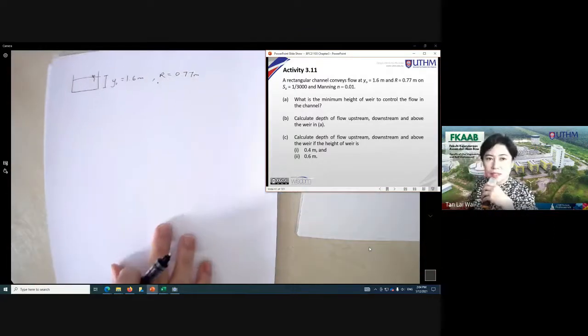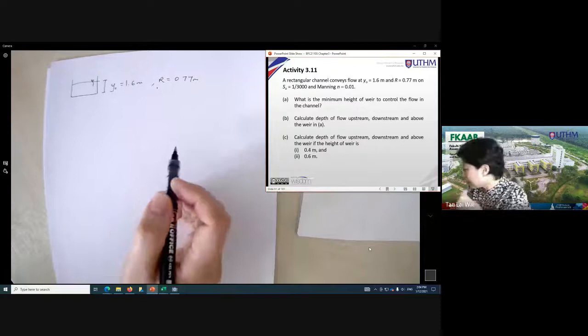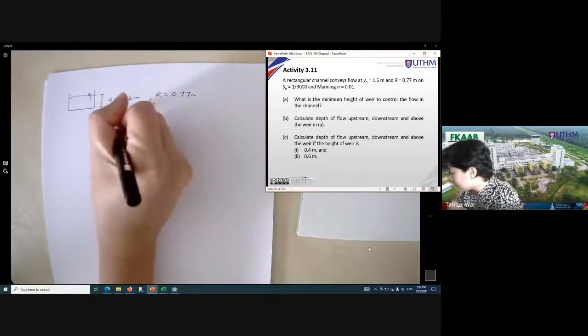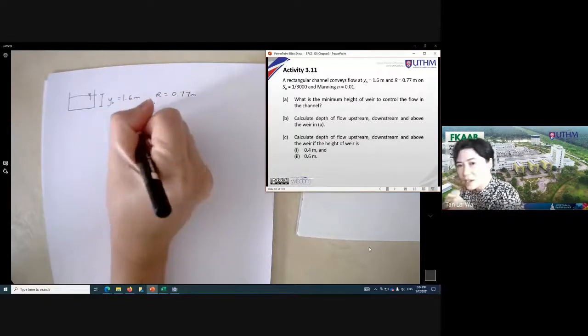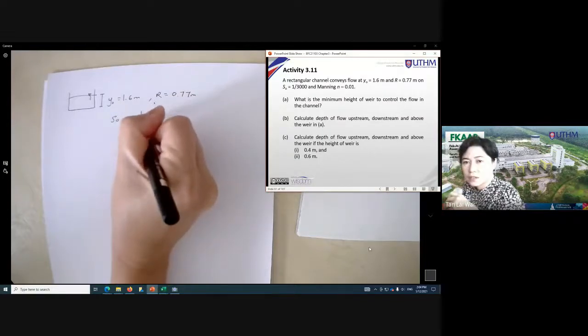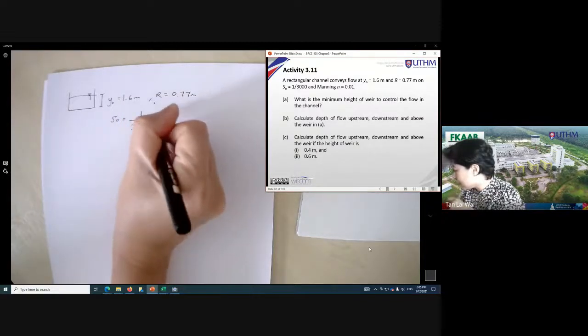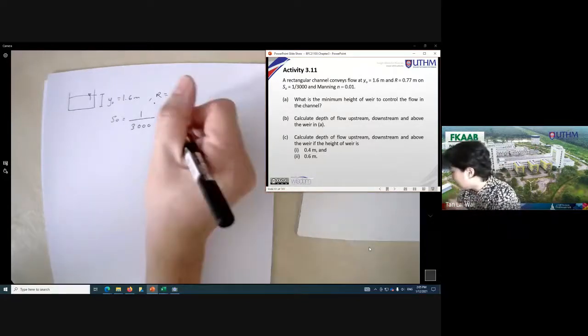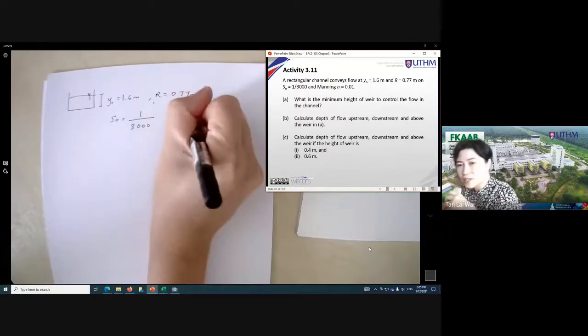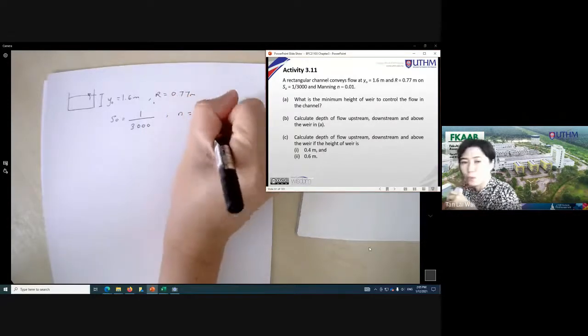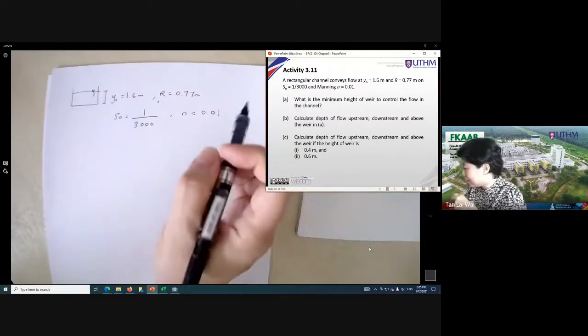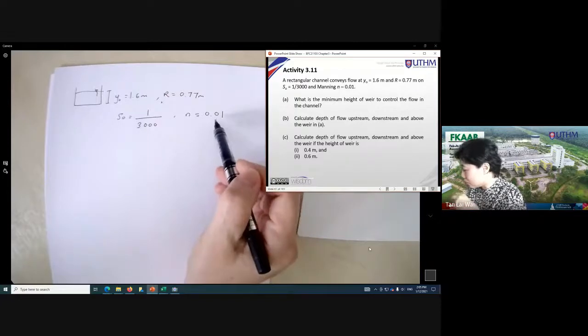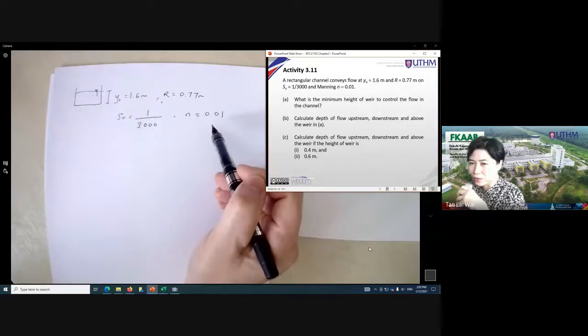Now the longitudinal slope is given as 1 over 3,000, that is like 0.0003333. And then the Manning roughness coefficient is 0.01. Through this Manning roughness coefficient, you actually can guess what type of channel lining it is.